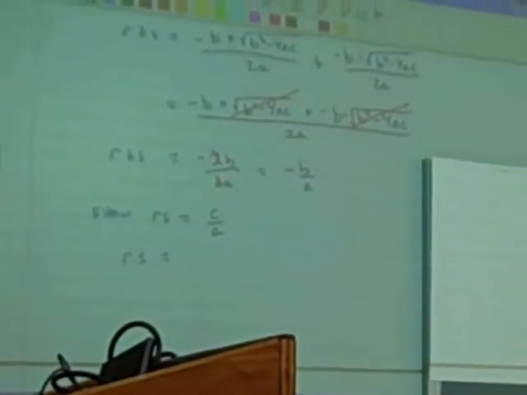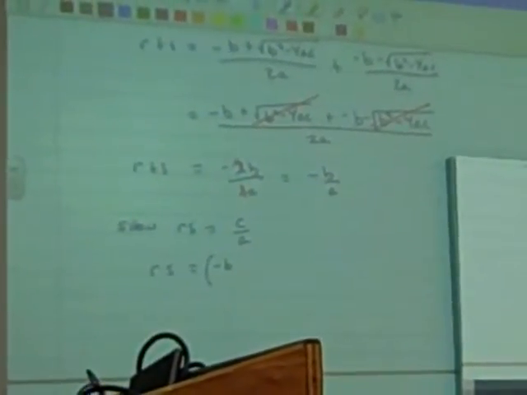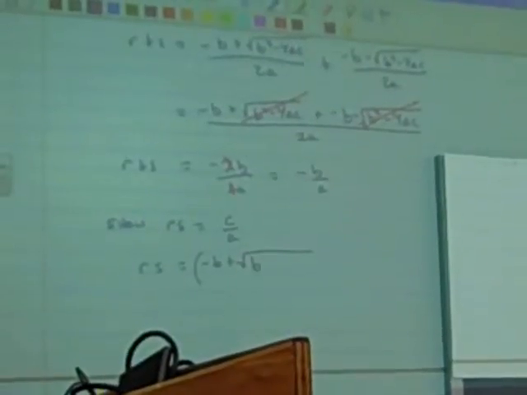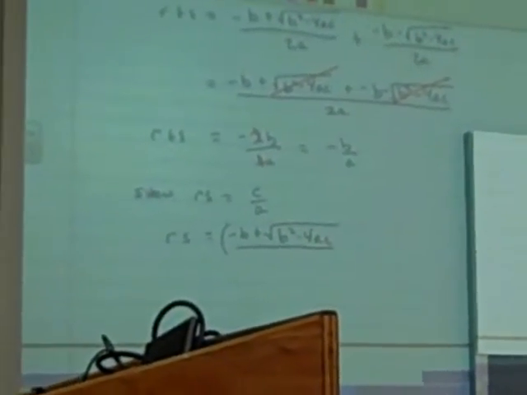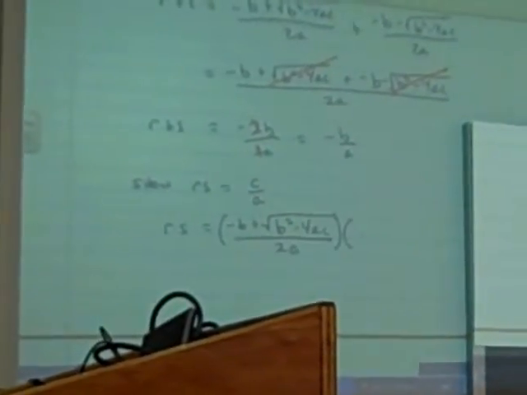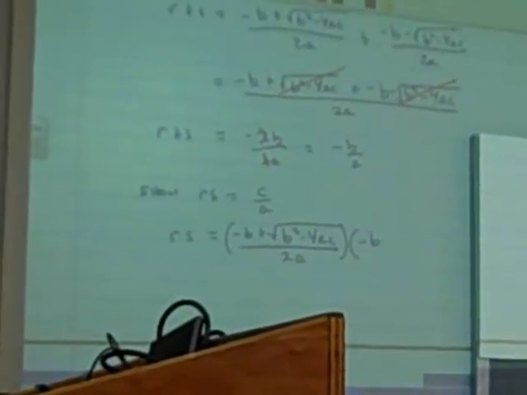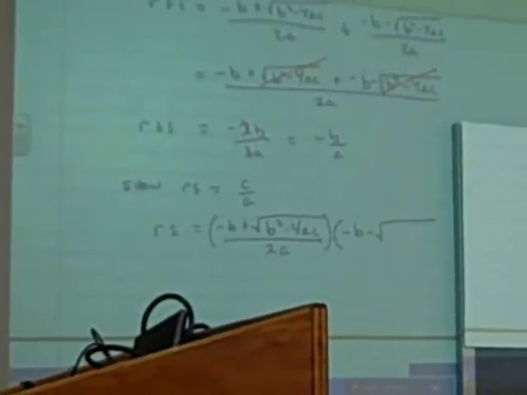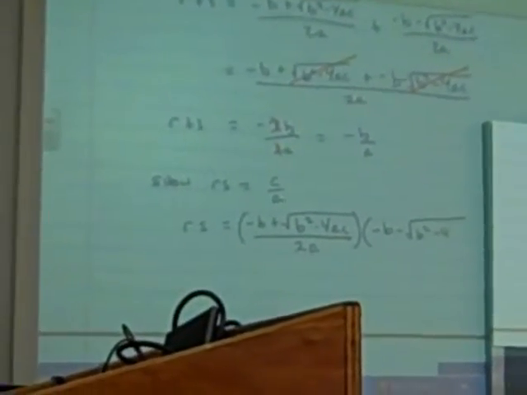Get another page real quick. Okay? Remember, R and S came from the quadratic formula. So how am I going to write R times S? And what times what? Which is negative b minus, or plus, square root of b squared minus 4ac, all over 2a, right?